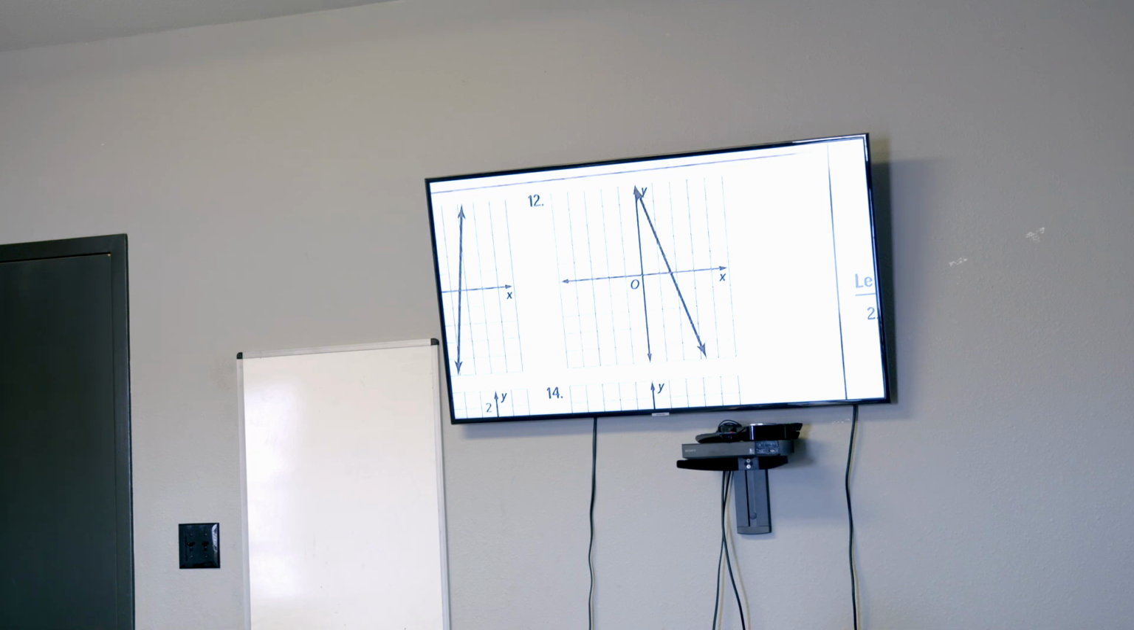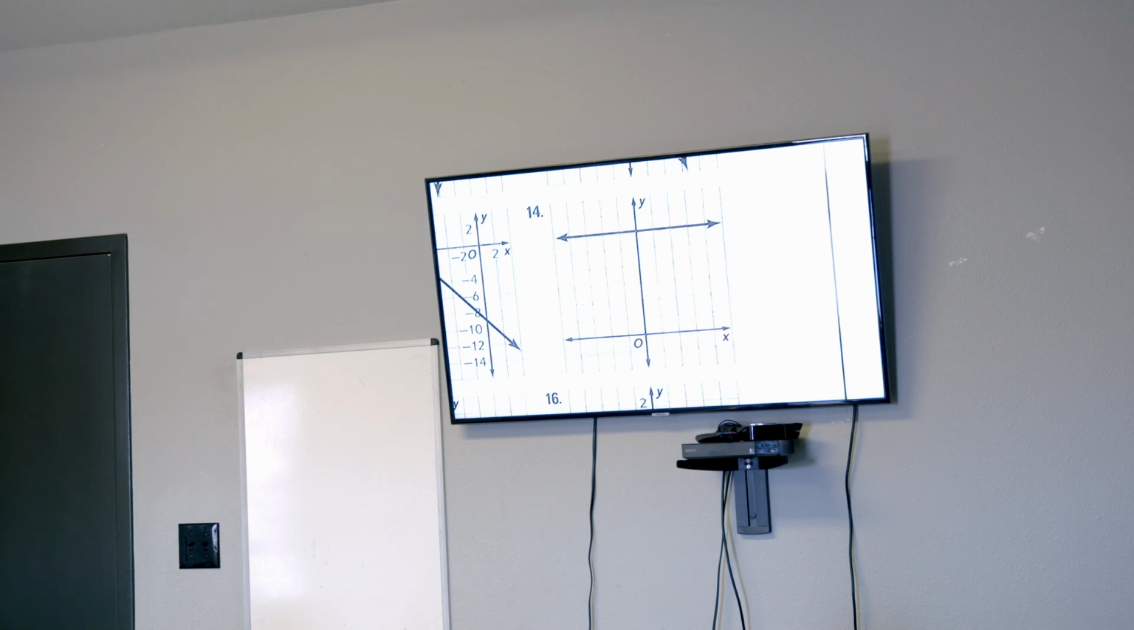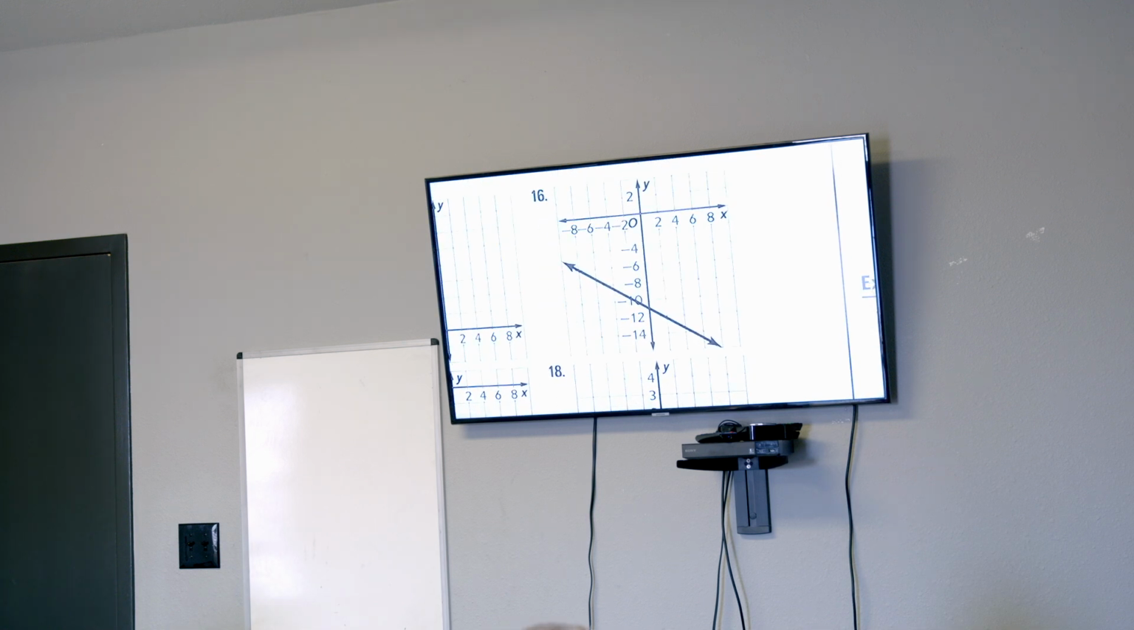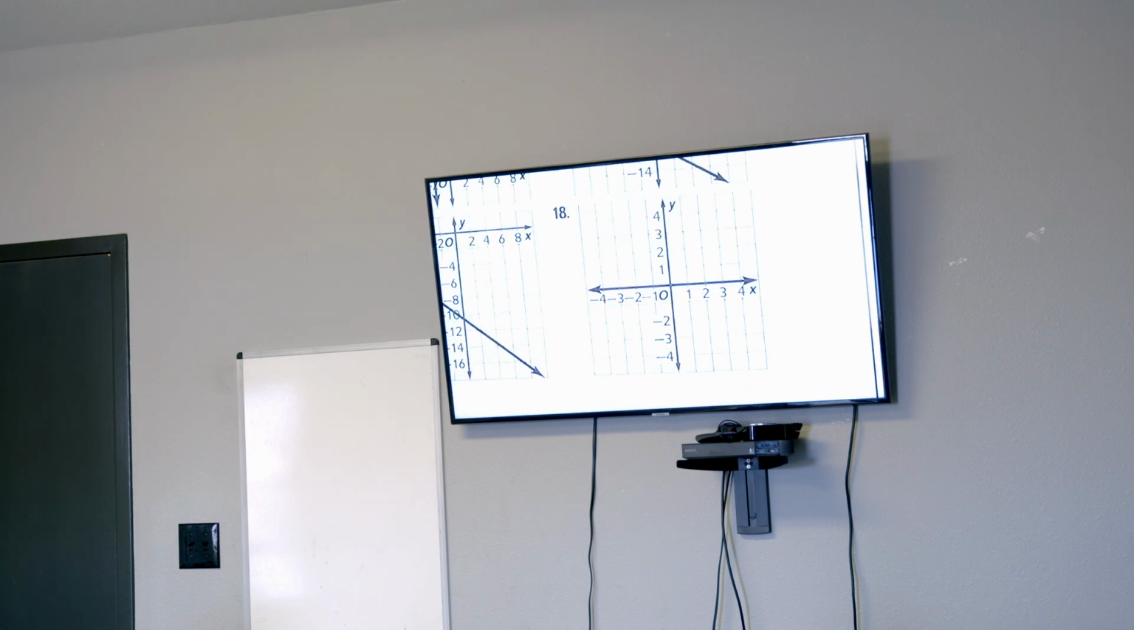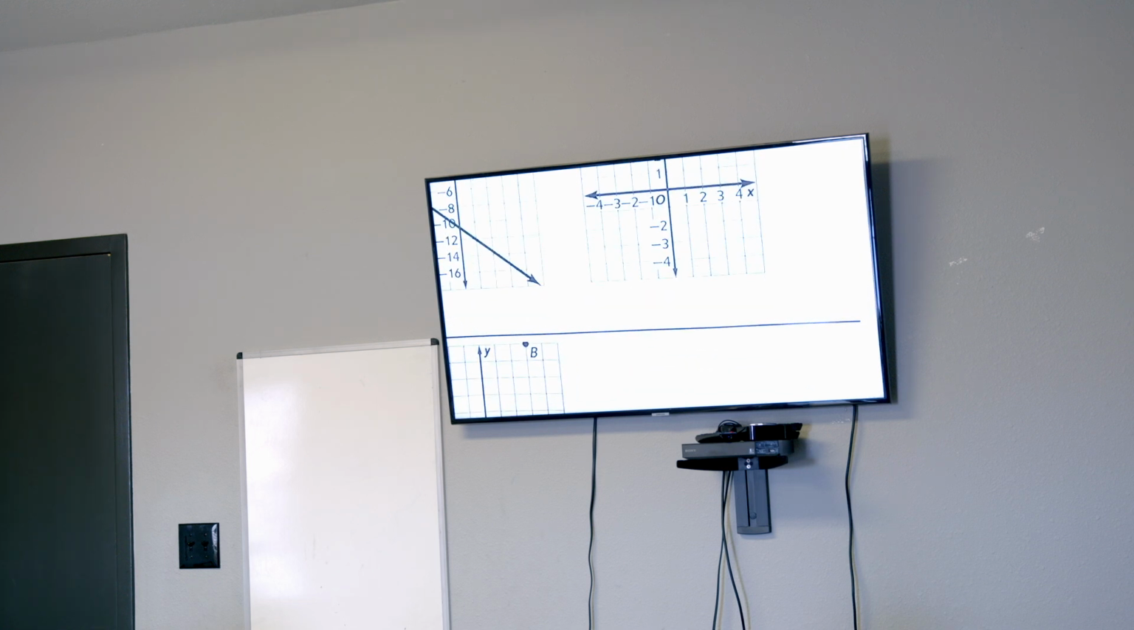12 looks like that. 14 is a horizontal line that looks like that. That is what horizontal means. 16 is that guy. Notice it's counting by twos, so the y-intercept is negative 11-ish, or maybe exactly. Number 18 looks like that. And that's all she wrote.